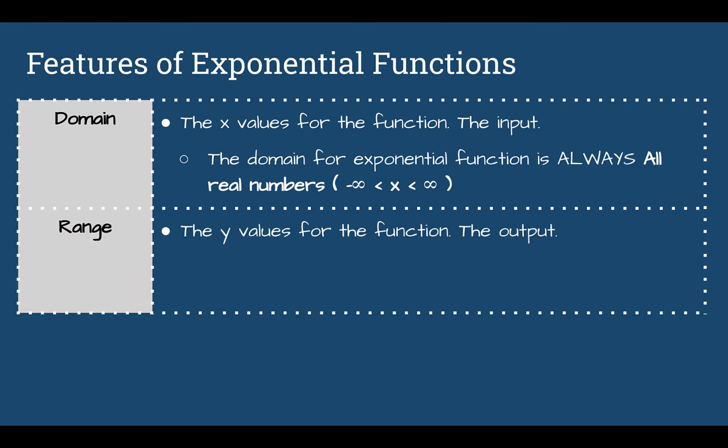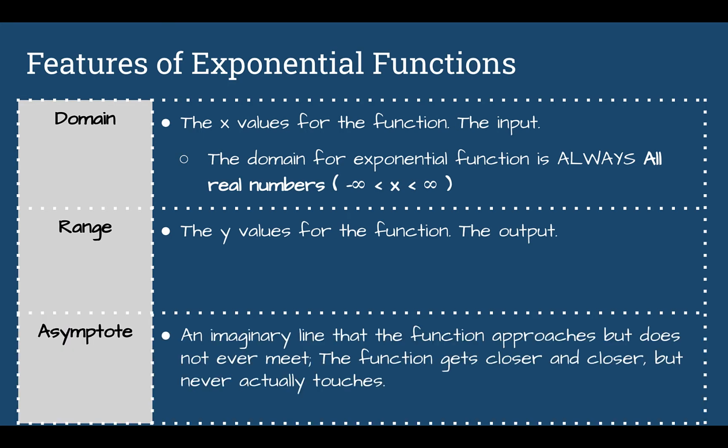The range, we've seen this word before as well. It is the y values for the function, or our output. Now, our range depends on our next vocab word, which is our asymptote. An asymptote is an imaginary line that the function approaches but doesn't actually meet. So the function's getting closer and closer to it, but it never actually touches.